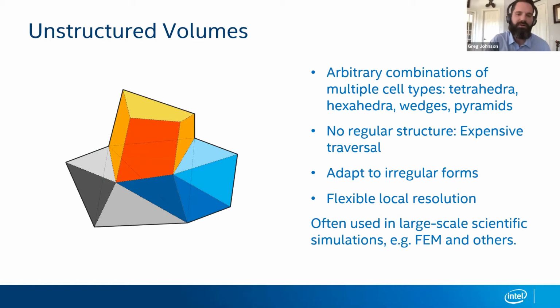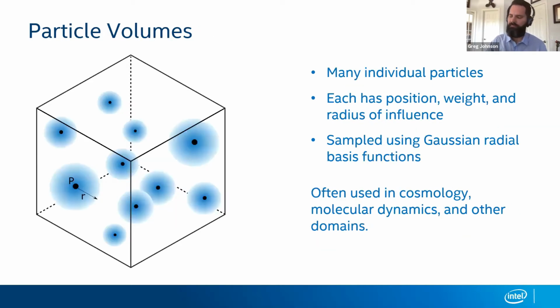Another volume type we support is fully unstructured volumes. And so here we support arbitrary combinations of multiple cell types: tetrahedra, hexahedra, wedges, and pyramids. And there's really no regular structure. And so we can place our cells wherever we want, really adapt to irregular forms, put our resolution and cell data where we need it. Because of this, with no regular structure, traversal is moderately more expensive. So this is another volume type extensively used in large-scale simulations, finite element modeling, and so forth.